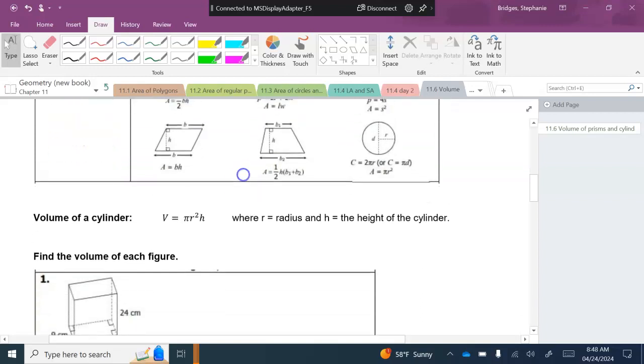And then we're also going to talk about finding the volume of a cylinder. The formula for that is pi r squared times h. Remember, r is your radius. The h is the height of the cylinder. Think how tall your soda can is. Okay. So a prism, the area of the base times the height of the prism, how tall it is.